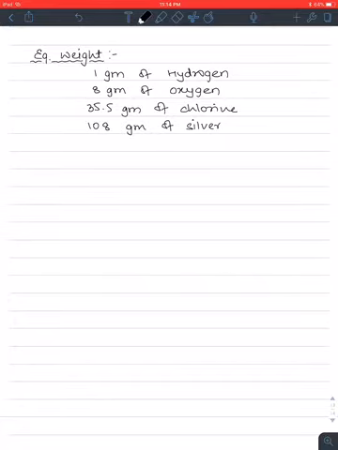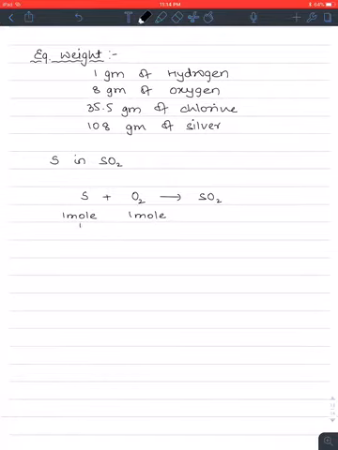Just for example, if I want to find the equivalent weight of sulfur in SO2, we can say that 32 gram of sulfur has combined with 32 gram of oxygen in SO2. To make you understand, we can write it like this: S plus O2 gives SO2. According to stoichiometry, 1 mole of sulfur will combine with 1 mole of oxygen, and the weight of 1 mole of sulfur is 32 gram, and the weight of 1 mole of oxygen is also 32 gram.